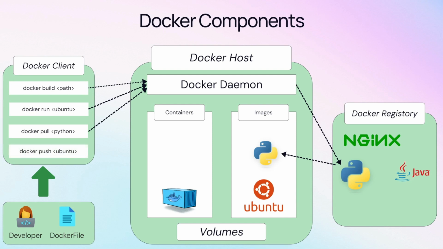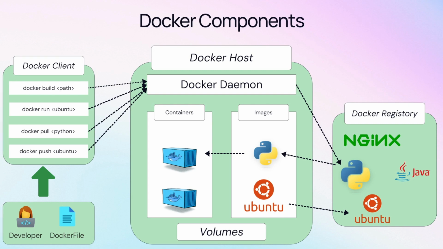Now we have the docker push command. The docker push command is used to push your own images to the Docker repository. And when we trigger this command, it will push the Ubuntu image to the Docker repository. Now again, if we trigger the run command for our Python image, it will start a container from this Python image.